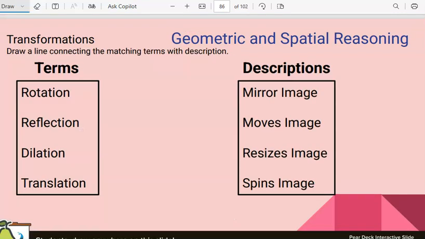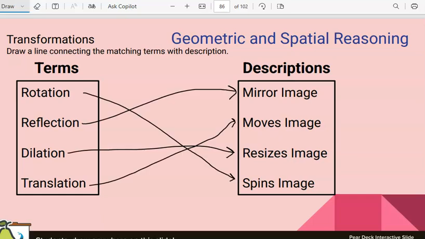Match these. Draw a line connecting the matching terms with descriptions. Pause the video, see if you can match each of these terms and descriptions. Here are the solutions. A rotation spins the image. A reflection is a mirror image. Dilation resizes the image, and translation moves the image.